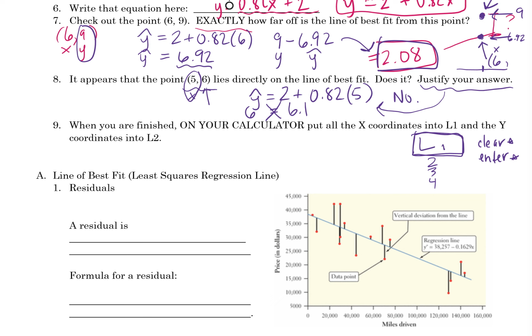Alrighty, moving on. Let's define some stuff. So, as I said, what you guys did in step 7 is a very big idea. What you did when I asked you to find the distance between the actual point and the line, that distance has a name. It's called a residual. And so the residual is literally the distance of a point to the regression line.